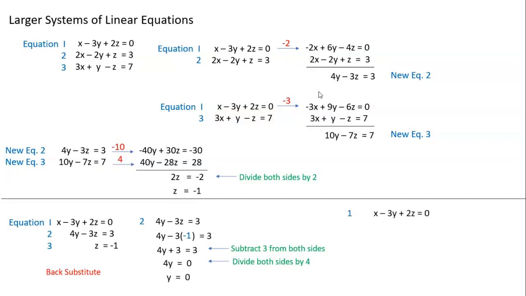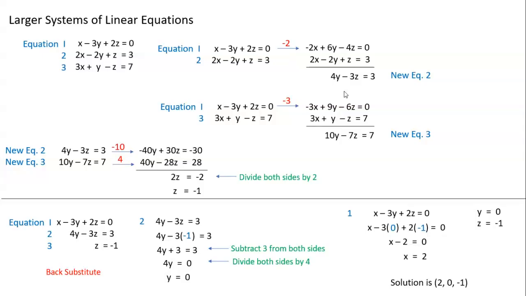I'm going to plug that into the first equation. So the first equation is this. These are the values that I have now. Let me place them. Y is 0, z is -1. So -3 times 0 is 0. 2 times -1 is -2. So this leaves me with x minus 2 equals 0. Add 2 on both sides, and I have x equals 2. So the solution for this system is 2, 0, -1.